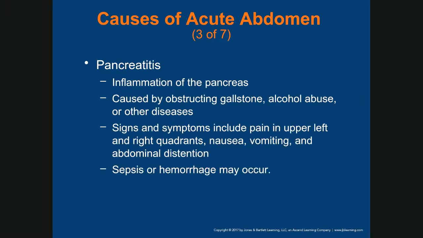Pancreatitis is inflammation of the pancreas. It is caused by obstructing gallstones, alcohol abuse, or other disease. Signs and symptoms include pain in the upper left and right quadrants, nausea, vomiting, abdominal distension. Sepsis can develop. There can also be hemorrhaging.